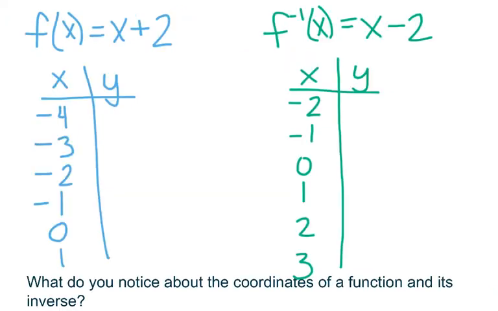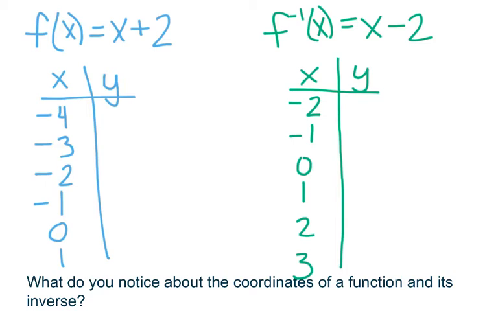Okay, so let's look at these two. The blue is f of x equals x plus 2. And the green is f to the negative 1 of x equals x minus 2. So they are inverses of each other. And what I want you to see is what happens to the coordinates when you look at coordinates of inverses. What do they actually look like?